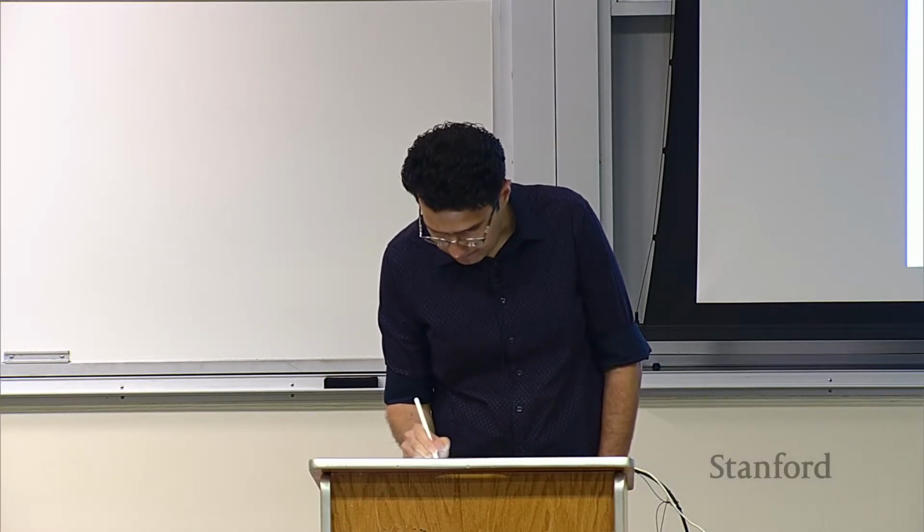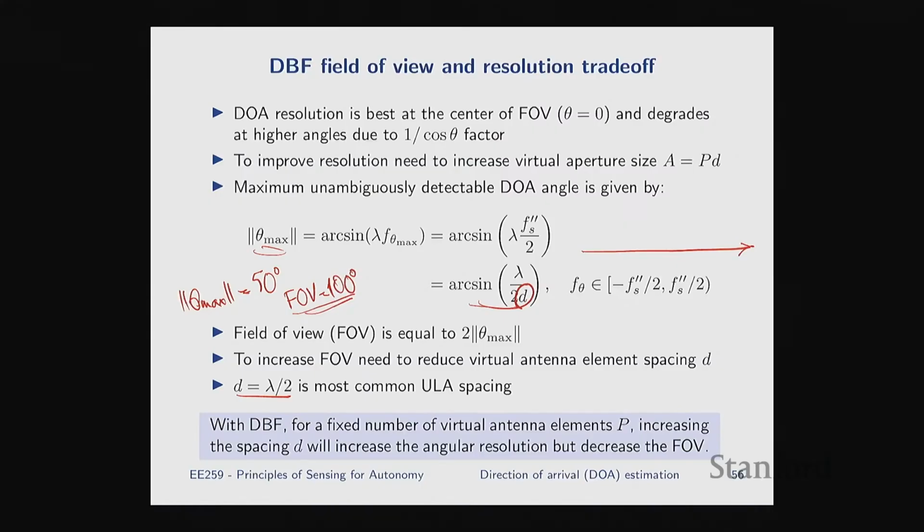So let's see what will happen. Here, if you look at our DOA FFT in this case, we said we are going to look from minus F double prime S over 2 to F double prime S over 2. Now, in terms of angles, we said that in this case, this corresponds to 50 degrees, and this is negative 50 degrees, right?